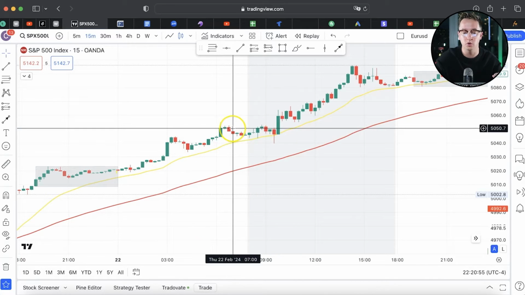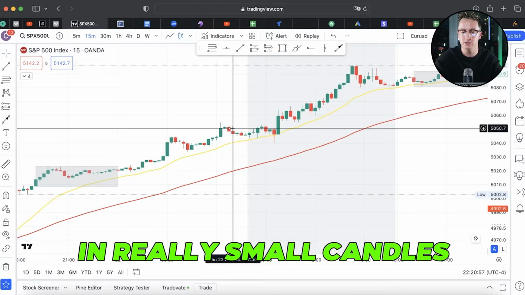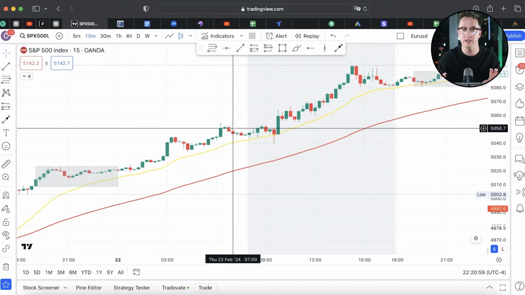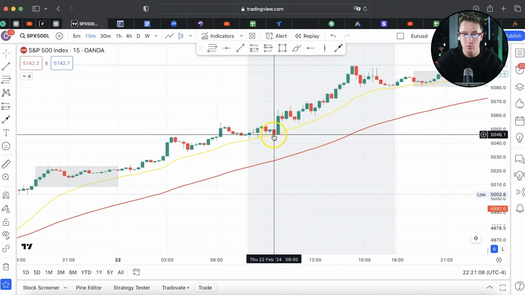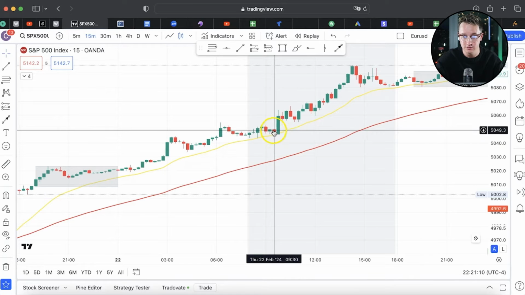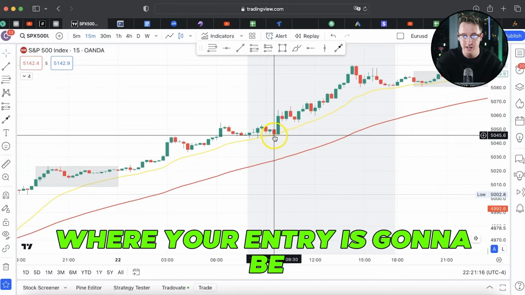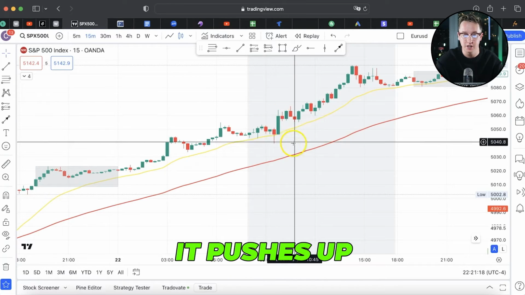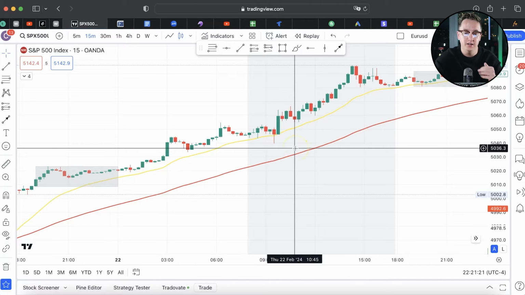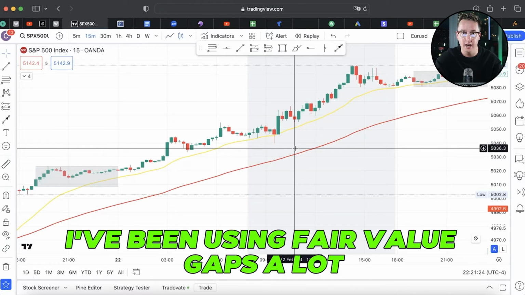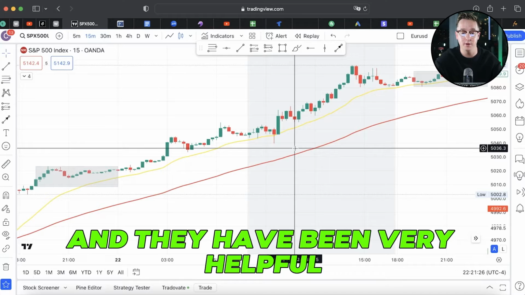So we want to see really small moves and really small candles, because if we see a bunch of small candles, that's telling us that the market is holding back its volume for the market open. And look, right after this candle closes, we see the market come out right at the market open. It does a false breakout, and I'm going to explain where your entry is going to be, and then it pushes up.